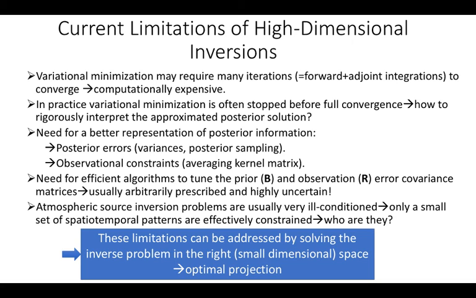So in practice it is often stopped using somewhat arbitrary criteria, and the question is, how can we rigorously interpret the approximated solution? We also need a better representation of the posterior information, such as posterior error variances, and it would be nice to be able to do some posterior sampling to see the correlations in the solution, etc.